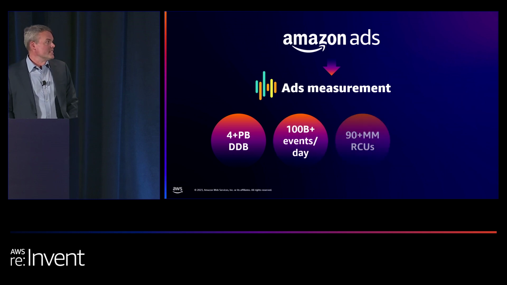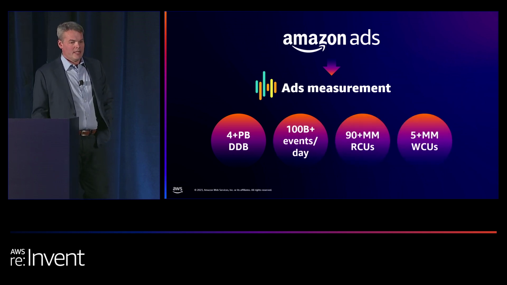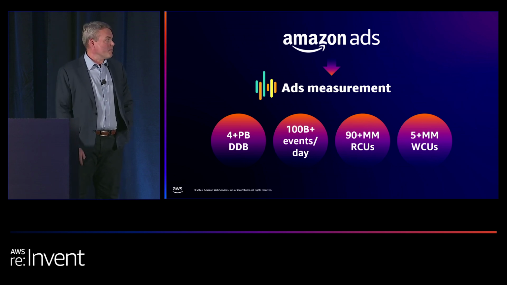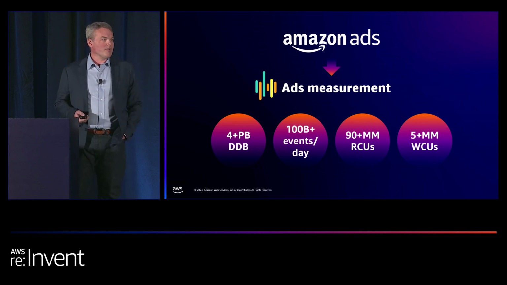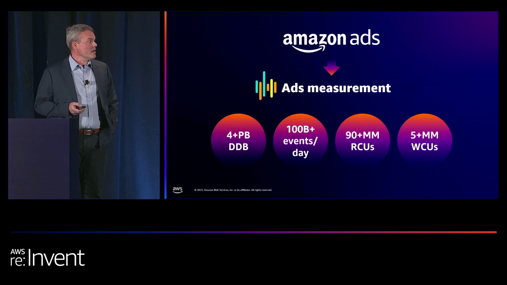To give you an idea of the scale of the data that we process and workloads that we have within ads measurement, we have over 4 petabytes of data in DynamoDB. We process more than 100 billion events daily, and our peak DynamoDB throughput is more than 90 million RCUs and more than 5 million WCUs.